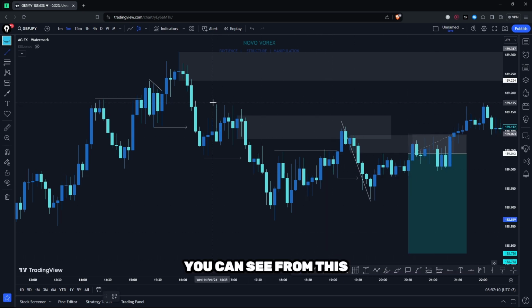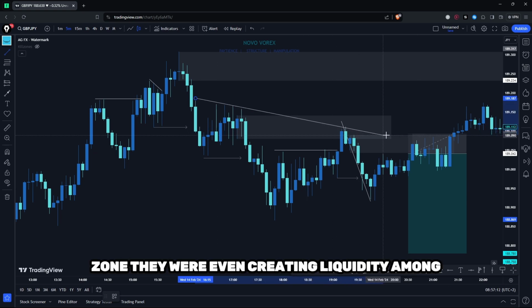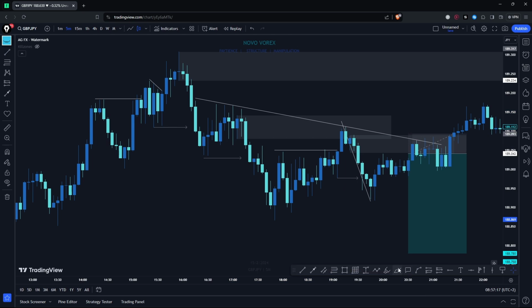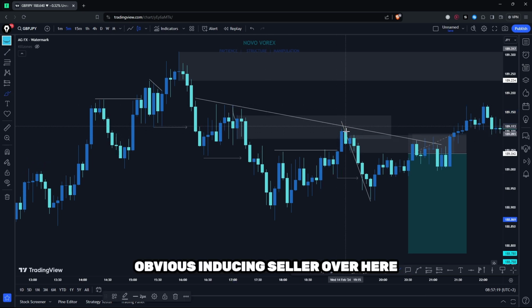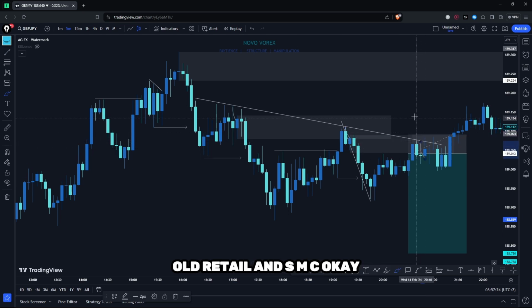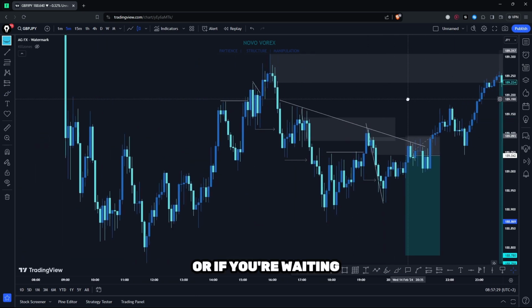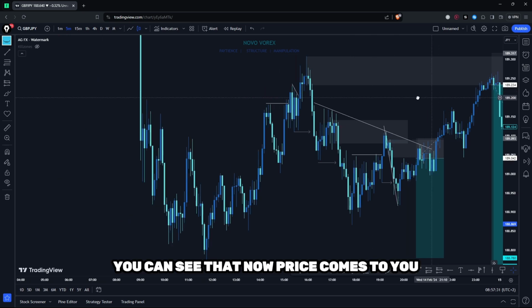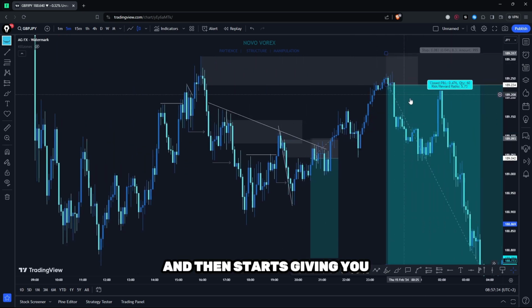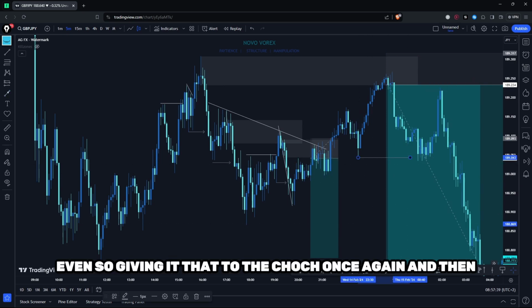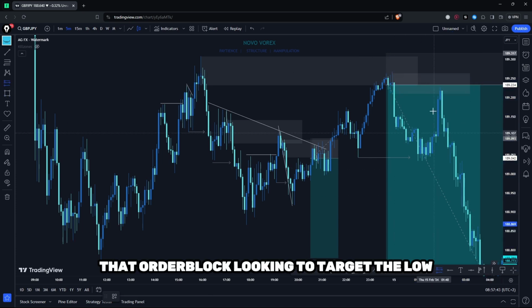And even so, you can see from this zone that we're even creating liquidity among the highs. We're creating this trend line liquidity where price is now inducing sellers right here, inducing sellers right here, and then once again inducing sellers, both retail and SMC. Okay, so we can see how the liquidity is being built up from here. But if you're waiting for this extreme zone, you can see that now price comes to here and then starts giving you a clean model to enter off of. Even so, giving you that change of character once again, and then that order block looking to target low.